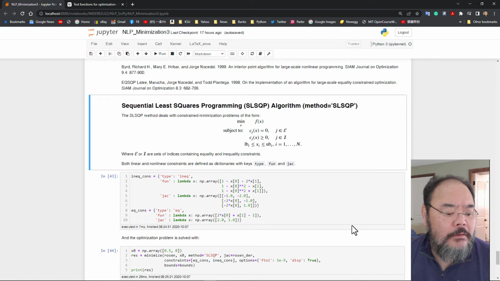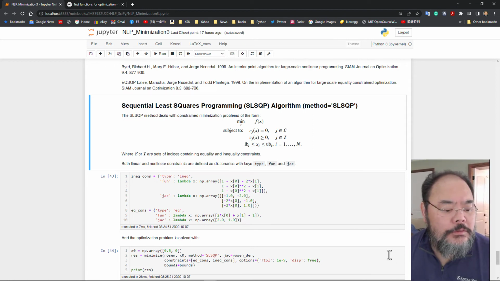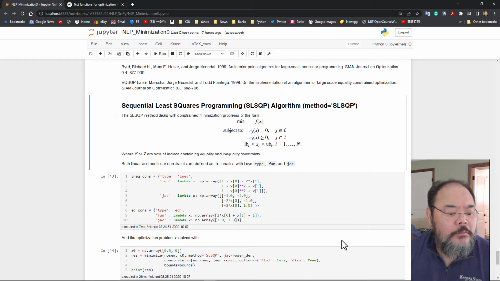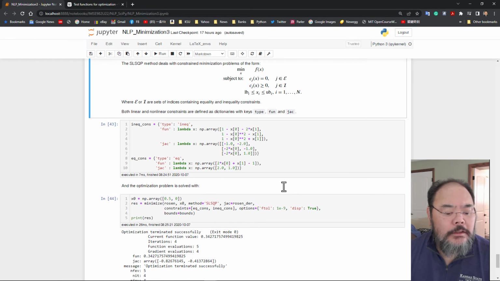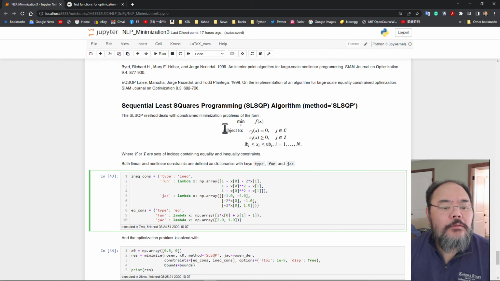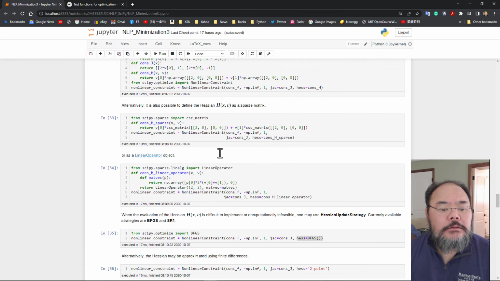This method defines the constraint using a dictionary or tuple, and it's a little bit easier in my view. However, for some users not really familiar with the Python dictionary, the definition is a little bit more involved, but let me explain, and you will see it's not that difficult. So for the inequality constraint, let's see how many inequality constraints we have.